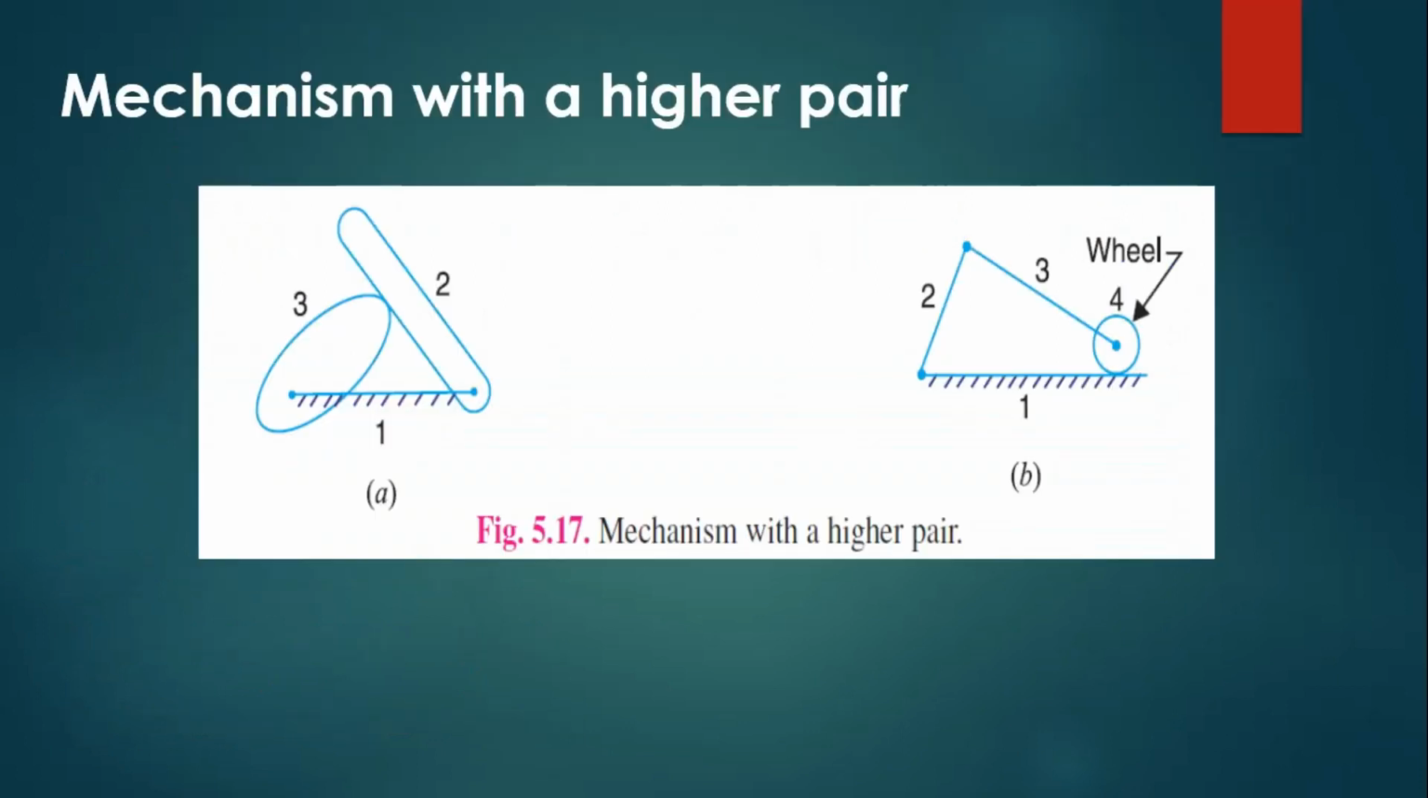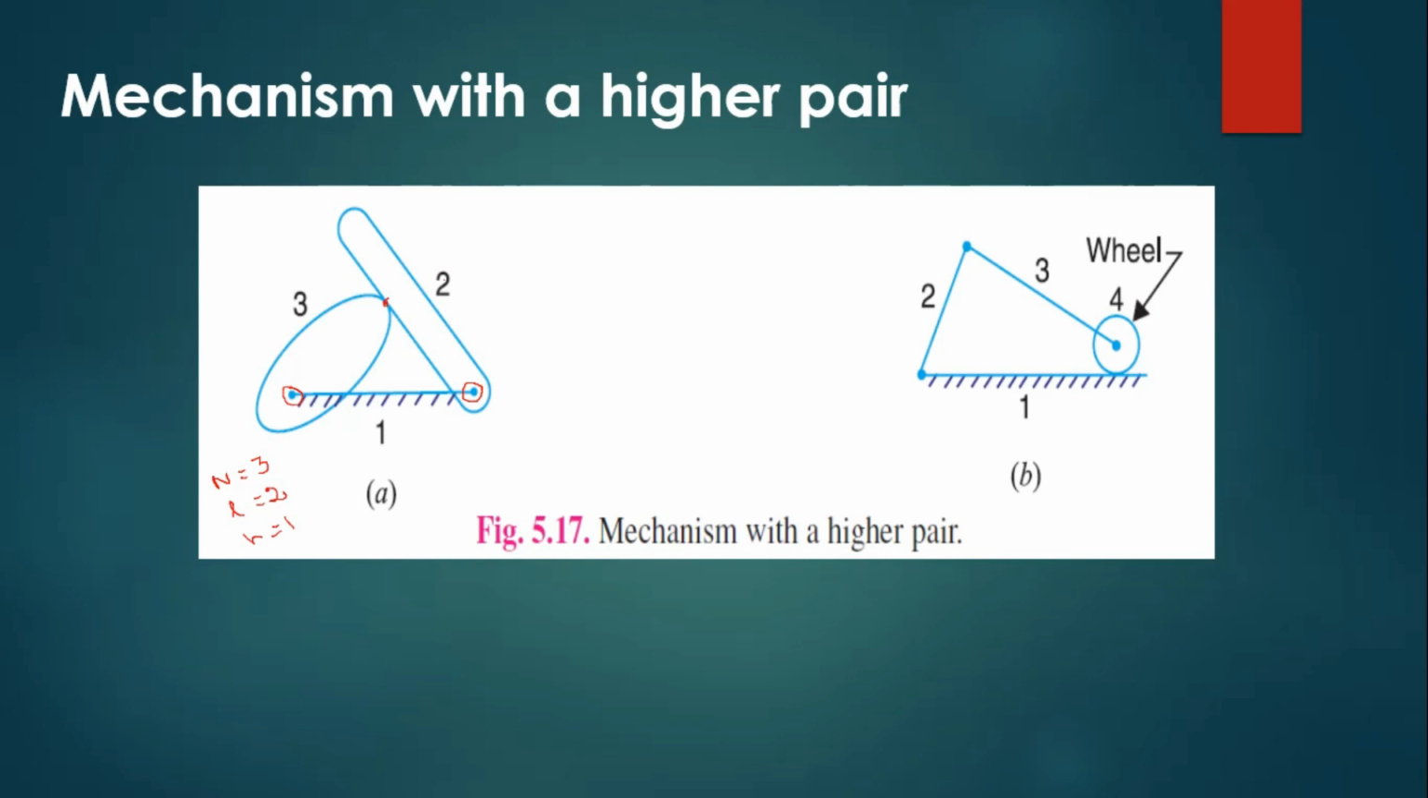Next, let us solve with higher pairs. So here how many links are there? Link 1, 2, 3. So totally 3 links are there. So capital N is equal to 3 links. Then what about L? L is the lower pair. How many lower pairs are there? 2 lower pairs, because link 1 is joined with link 3 and link 1 is joined with link 2 by pin joint. So totally 2 lower pairs are there. L is equal to 2. And how many higher pairs? H is equal to, see, link 2 and link 3 joined at this point. This is a point contact. So 1 higher pair is there.